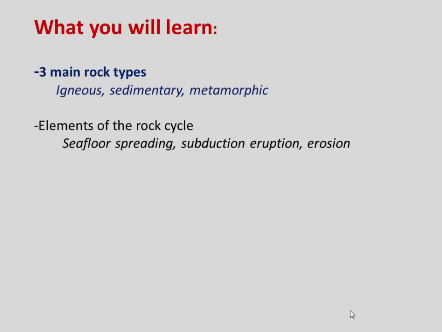In this video, we're going to go through a couple of the most basic concepts of geology that will really provide a framework for some of the geology we'll be learning over the next couple weeks in this class. So specifically, we're going to look at what are the three main rock types: igneous, sedimentary, and metamorphic. And then we're going to look at the rock cycle. Where are rocks created and destroyed? And we'll look at four specific pieces of the cycle: seafloor spreading, subduction, eruption, and erosion.